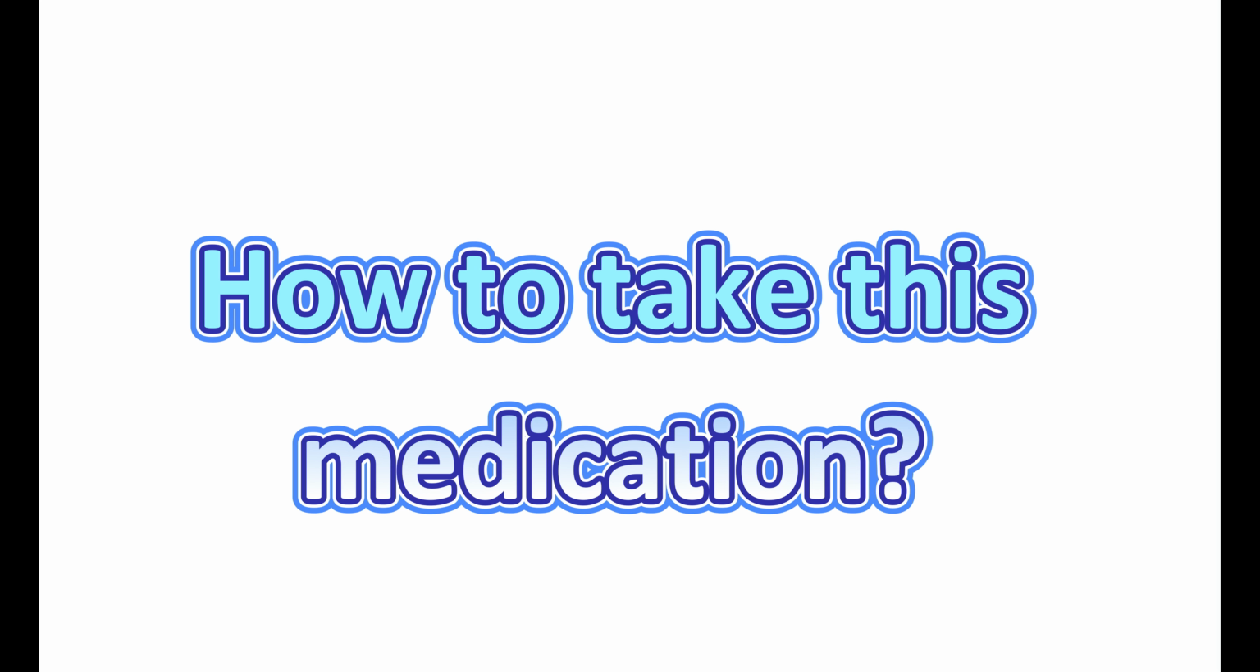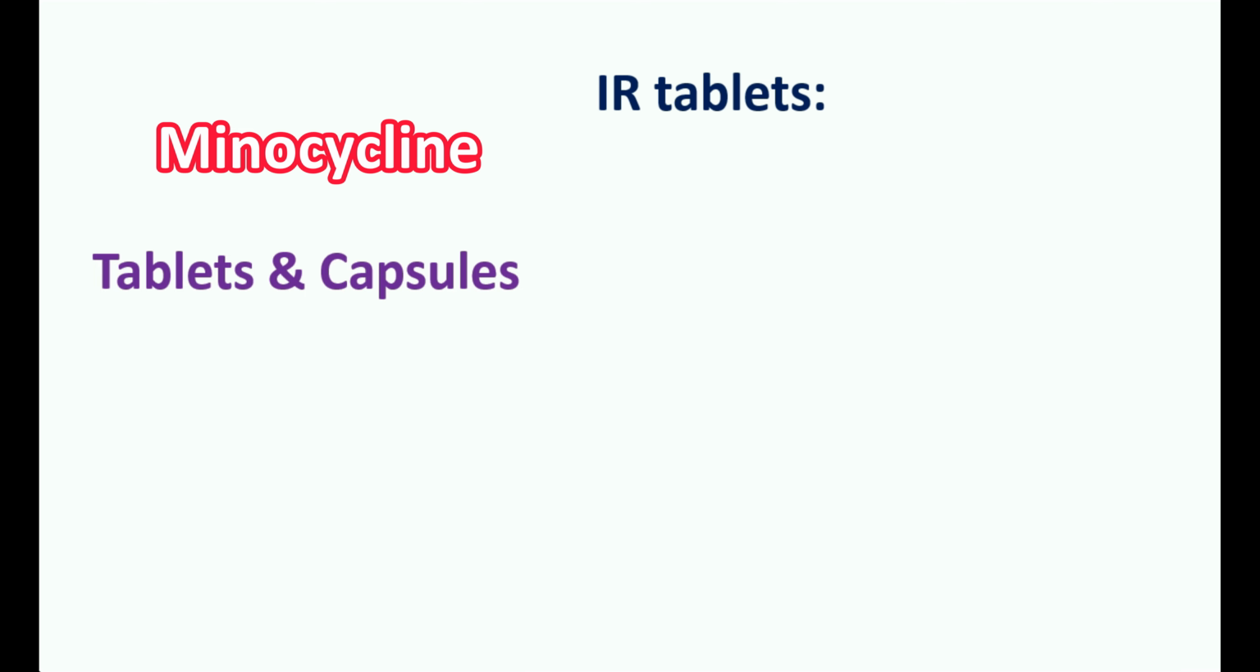Now let us see how to take this medication. Minocycline is available as tablets as well as capsules. It is available as immediate release tablets as well as extended release tablets. The dose of this medication depends on the type of infection you are going to treat. Normally, the immediate release tablets can be used at a dose of 100 mg given twice daily. However, this dose may be variable based on the patient conditions and the type of infection.